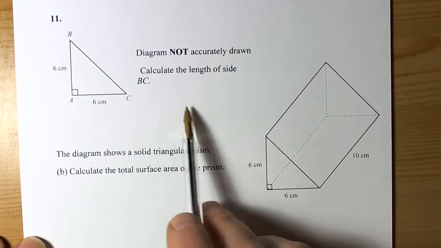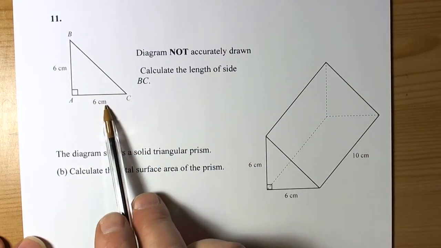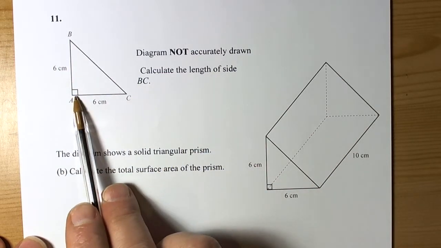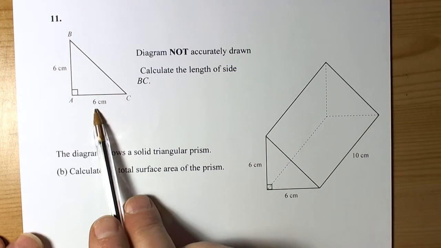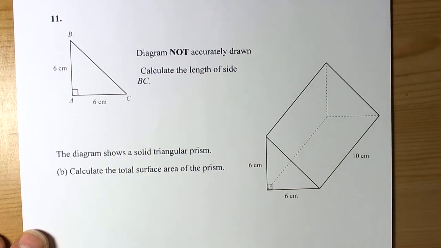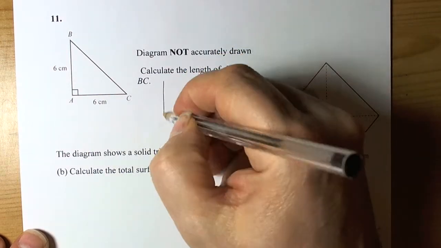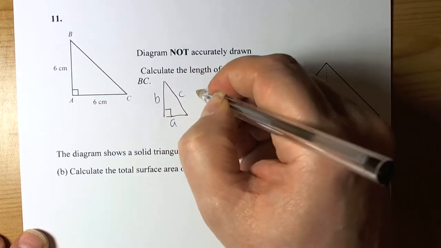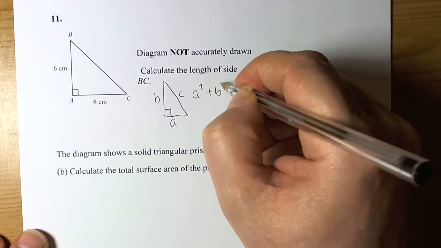So this question is firstly starting to ask you to calculate the length of side BC in this triangle, and we recognise it's a right angle triangle with two lengths given, so it's kind of crying out please use Pythagoras. So we should always sketch out what the Pythagoras rule, or theorem, involves.